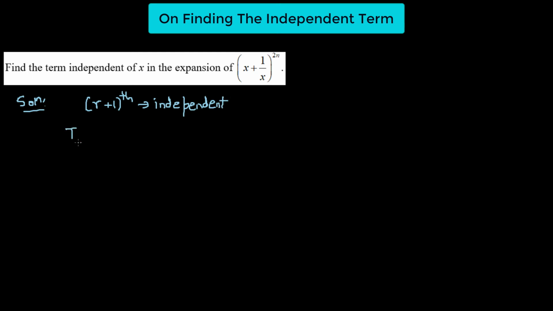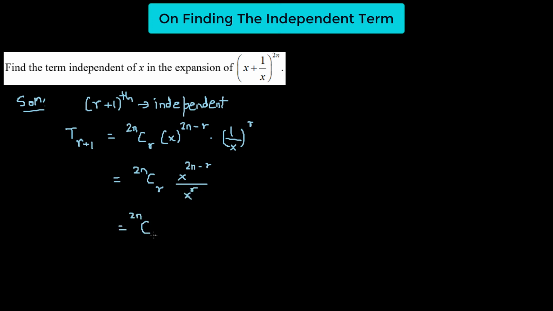Then we find the (r+1)th term, which is equal to 2nCr times x raised to the power of 2n minus r times (1/x) raised to the power r. So this is equal to 2nCr times x raised to the power of 2n minus r divided by x raised to the power of r. Then we combine the exponents of x, so that should give us x raised to the power 2n minus 2r.